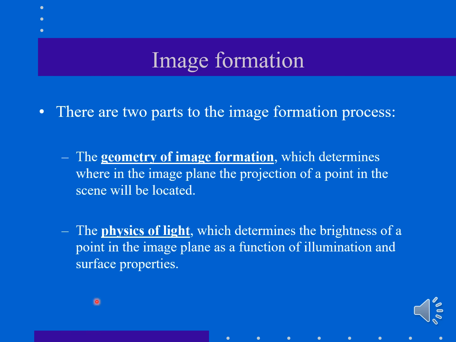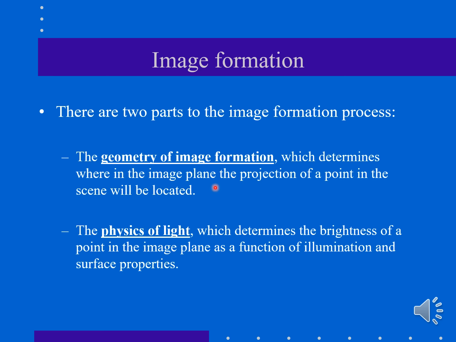Image formation: there are two parts to the image formation process. The first part is the geometry, which determines where in the image plane the projection of a point in the scene will be located. So if I'm looking at this calculator, in my retina there are projections of each point, right? And that's the plane of the image. So that's the geometry. When we do image processing, you need to know the location of each element. If you're looking at a CT scan, you need to identify not just the illumination and the grayscale, but also the position on the plane. And that's the geometry of image formation.